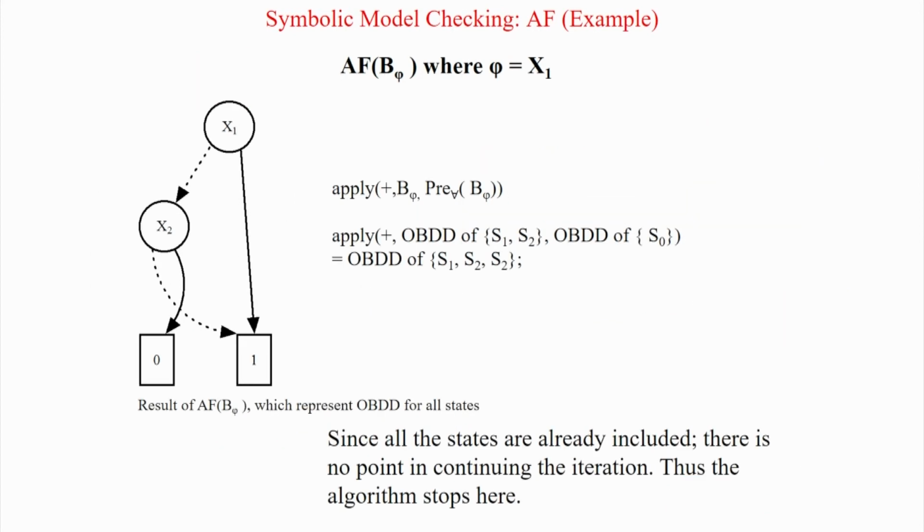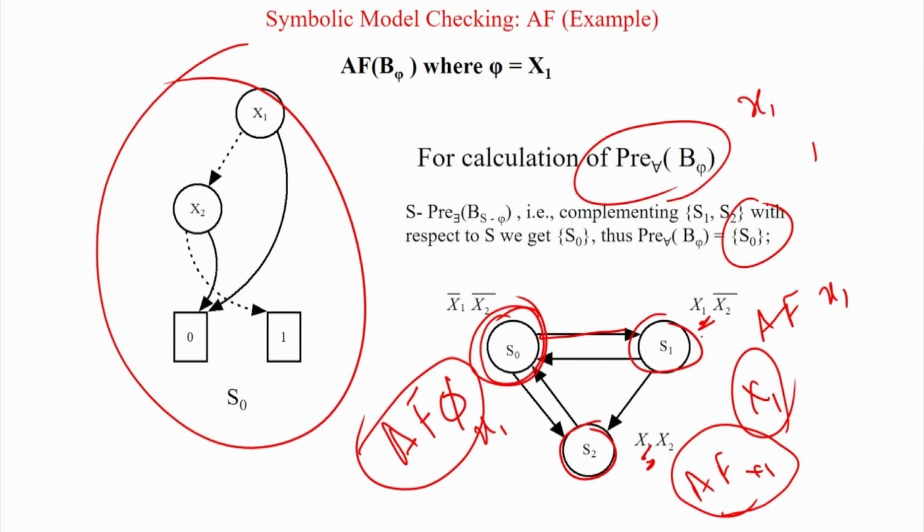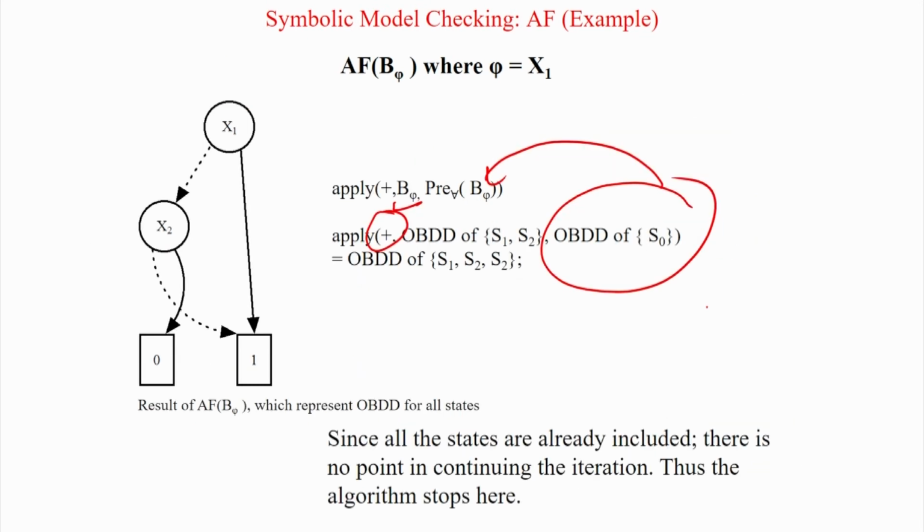So, now what we are going to do is take the OR of B of phi with what we have already got. So, the OBDD for S0 stands for this, and the OBDD for S1 and S2 stands for the states where x1 itself is true. Basically, these are the two states where the property is true at the states themselves. So, you take the OBDD of S1, S2 and you apply the operation. You are going to get the answer S0, S1 and S2.